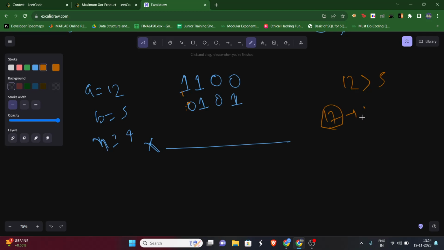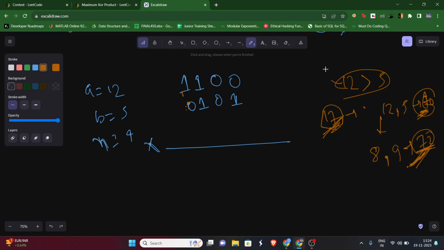If we want sum 17, and here we have 12 and 5, this will give product 60. But for sum 17, we can make one 8 and another 9, and we can get a maximum product of 72. So we'll take some value from this 12 and give it to 5. Right now the difference is 8, because this first bit has value 8, with the other bits being 4, 2 and 1.